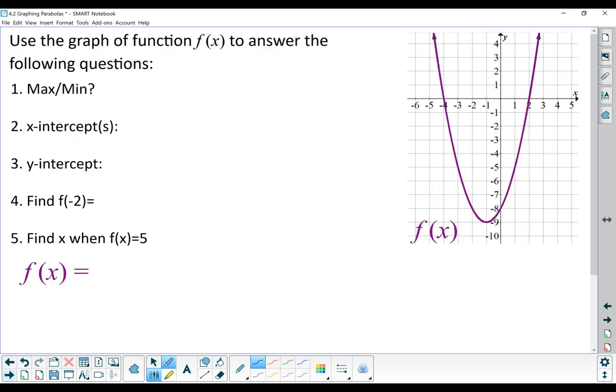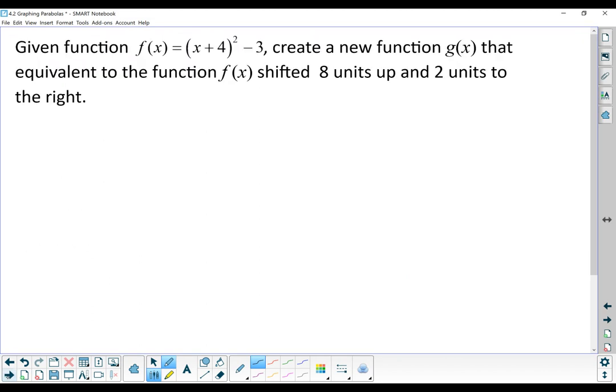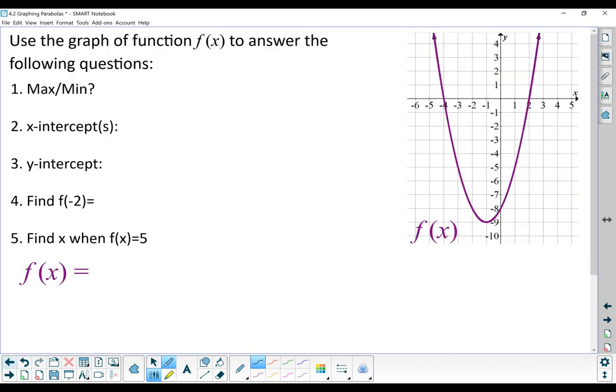Okay, we have this one last problem to do. Just kidding, 2 last problems to do. So this one asks us to answer a few questions about the graph, and then we'll write the equation very last. So the first question is, does this thing have a minimum or a maximum? And so this parabola is opening upward, and so we have a minimum value of negative 9.